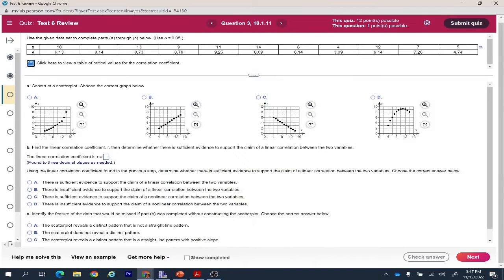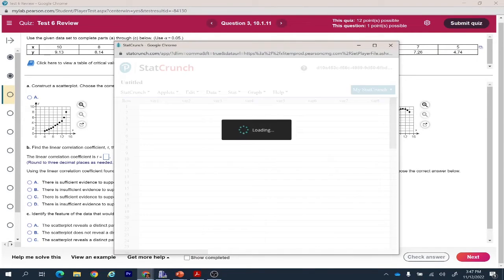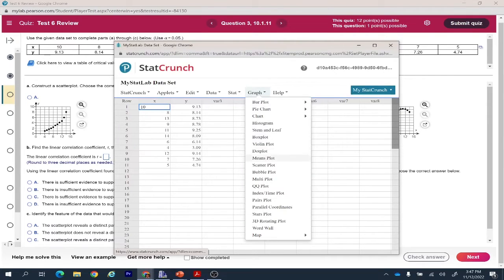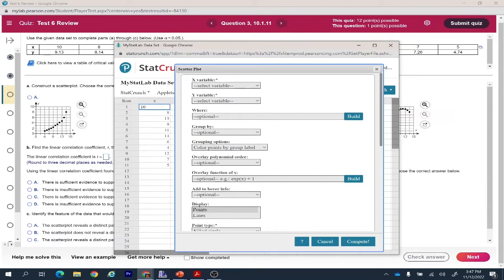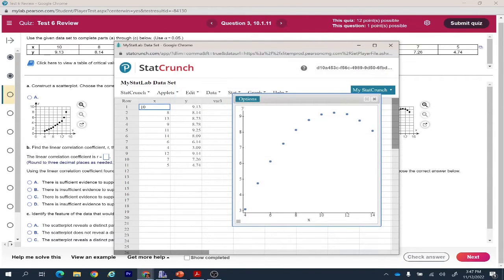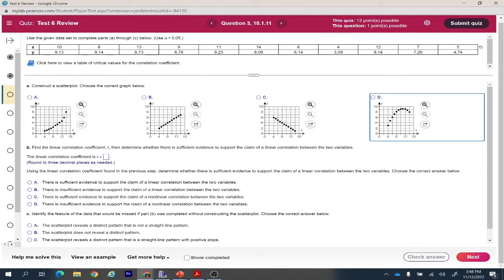First of all, we would like to choose which one is the right scatter plot for this data. So just click here, open in StatCrunch, and when you do that, you can just go to Graph and go to Scatter Plot. As you can see here, the x value goes to the x value, the y value goes to the y value, and just hit Compute, and it's going to give you the scatter plot. So based on this, this one is the right one.